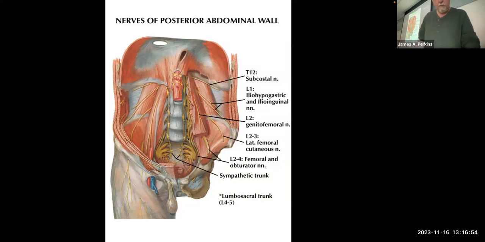This is below the diaphragm. The 12th rib forms part of the origin for the diaphragm. The diaphragm doesn't continue below the 12th rib at all. So this nerve is completely below the diaphragm.